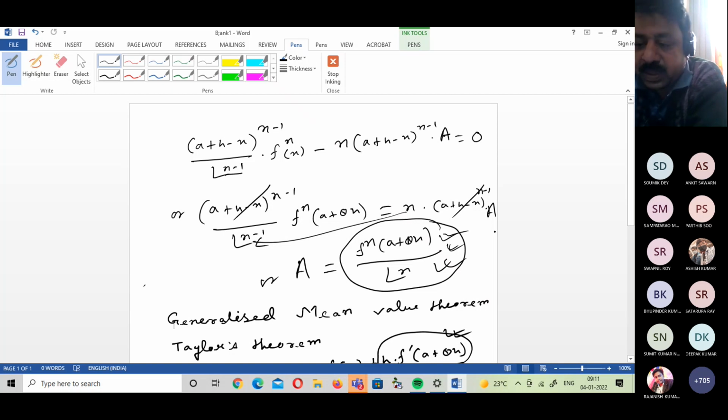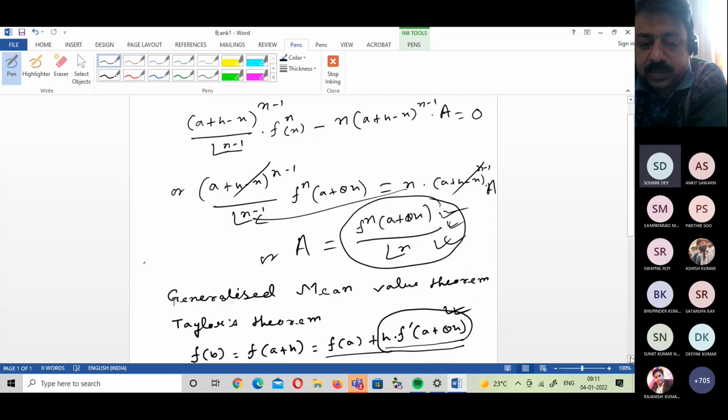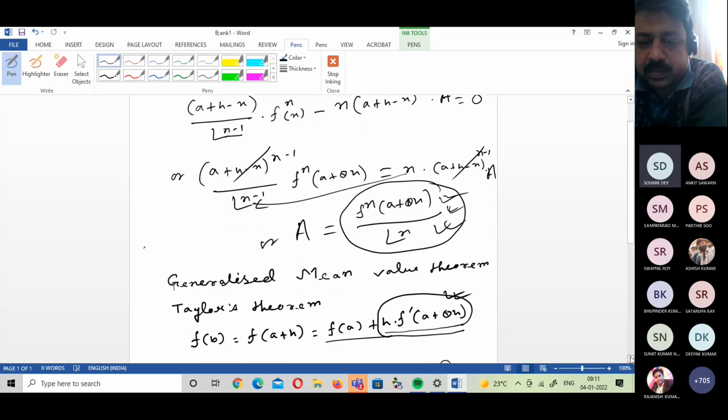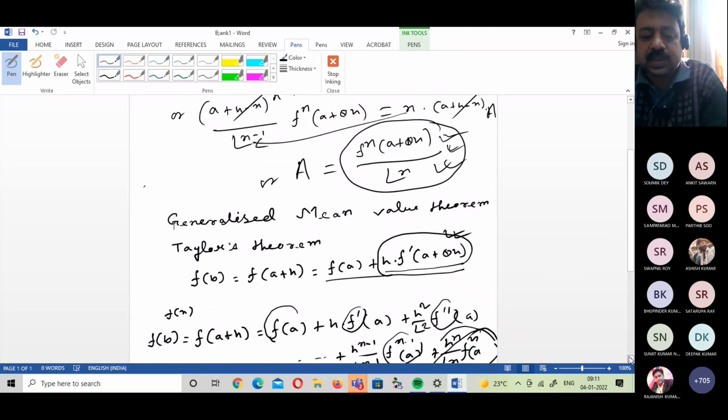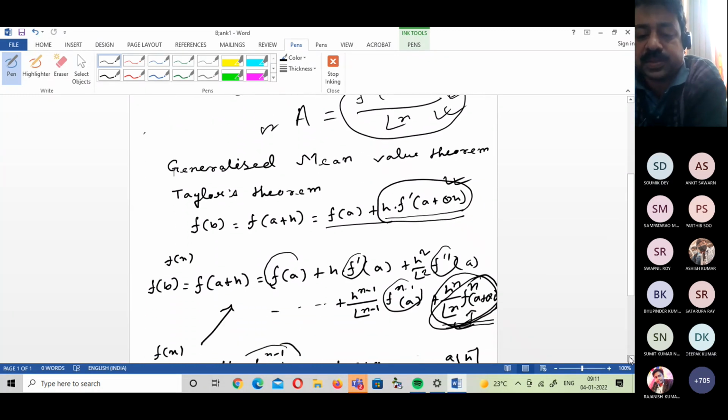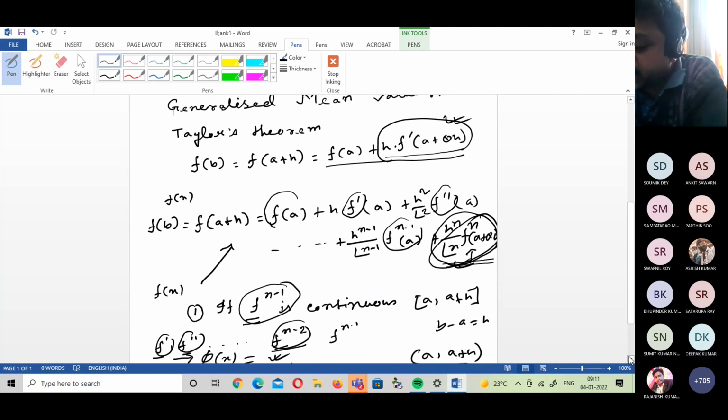Now how it comes? Why derivative equal to 0? Good question. For applying Rolle's theorem, you have already assumed that f n minus 1 is continuous. So all are continuous. F dash, f double dash, all are continuous.